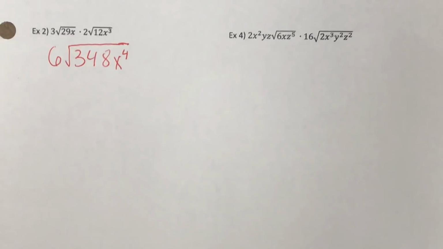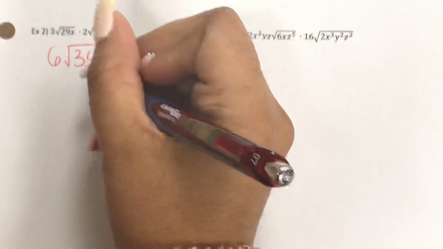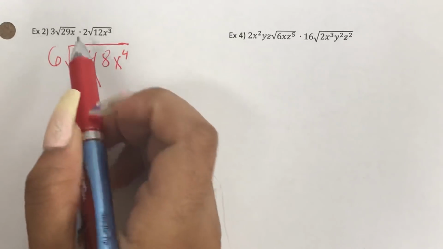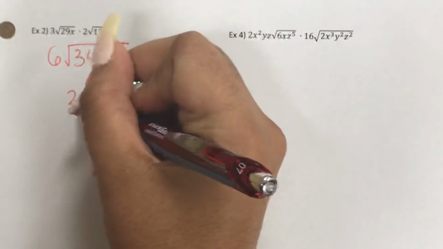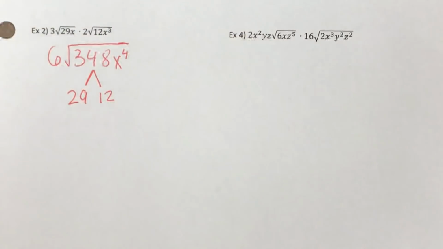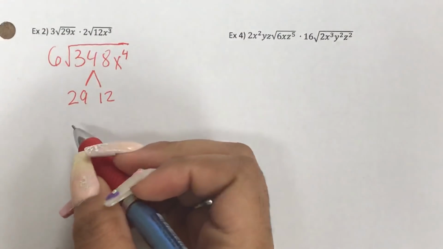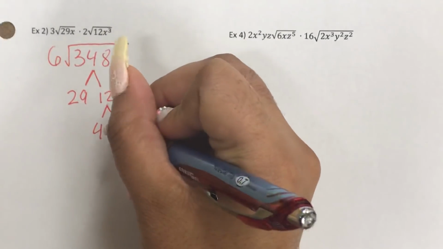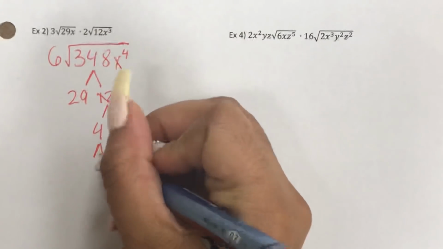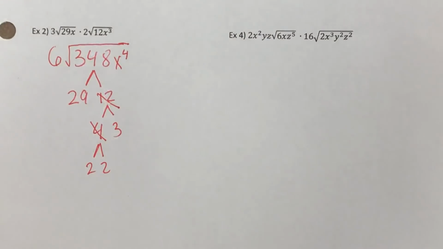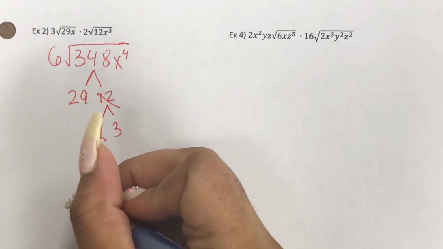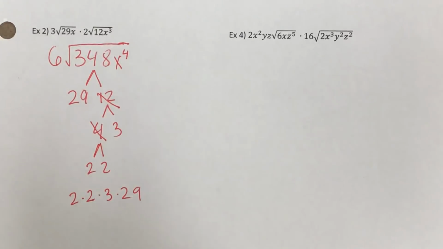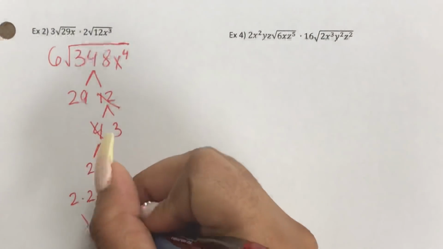Now break down 348. Well, I already know to get 348, I multiplied 29 and 12. So I know that those are some factors. Can you break down 29? Nope, that's a prime number. So you're going to break down 12. You can use 4 and 3. You can break down 4 into 2 and 2. So write what you have. You have 2, a 2, a 3, and a 29. Now the x's, you have 4 x's.